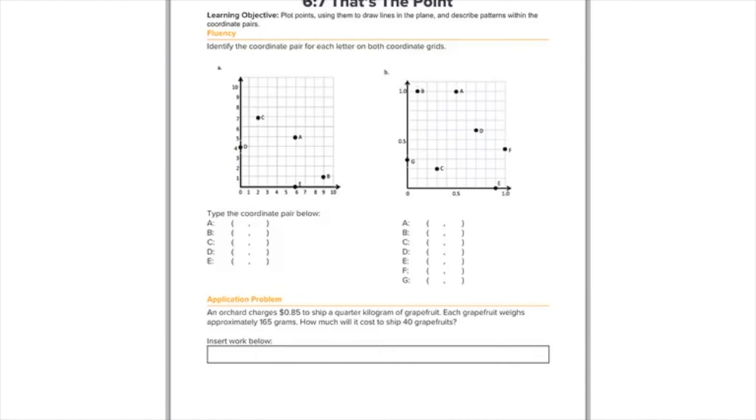All right, we are getting started on Module 6, Lesson 7. We're plotting points, we're drawing lines, and then we're describing the patterns within our coordinate pairs. That's our main focus, looking at those patterns.